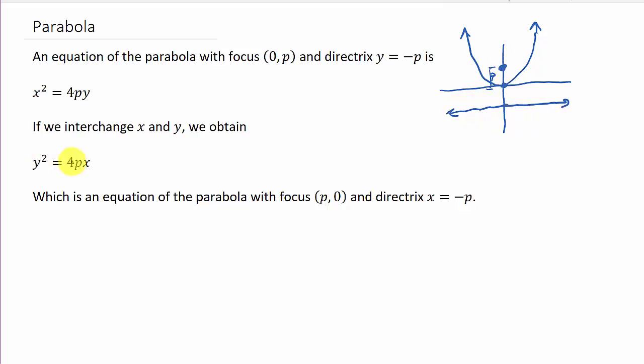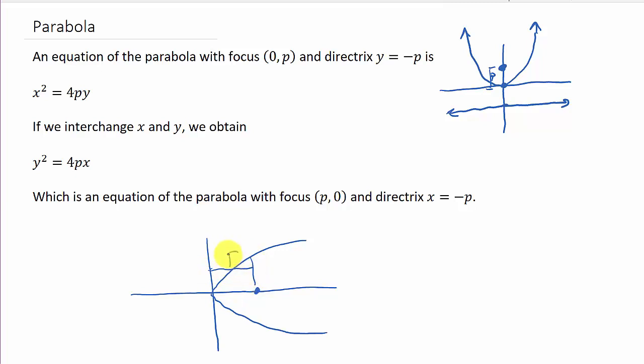And then same thing over here, except it's either going to open right or left. So if the focus is here, of course this distance to here would be p, and then the directrix would be back here, p units. Now don't try to memorize that you have to add p to this to get the directrix, or add p to this, or subtract p to get the focus.